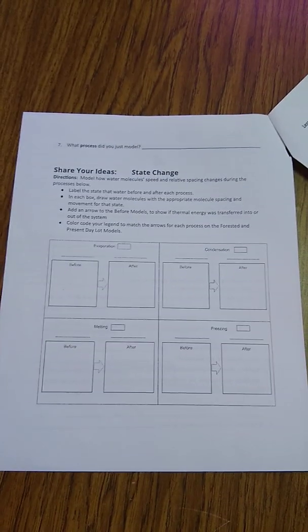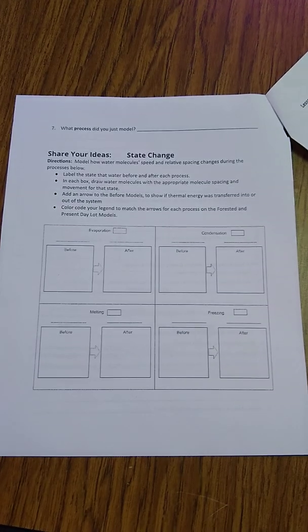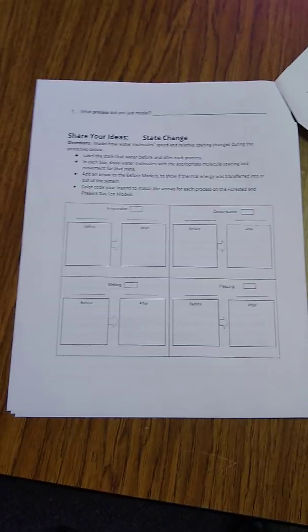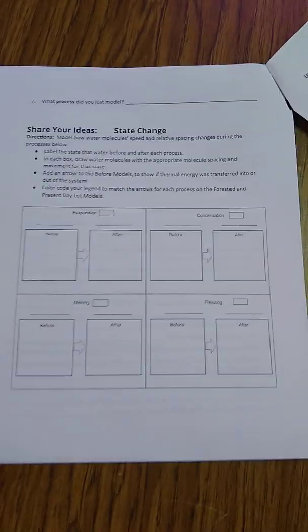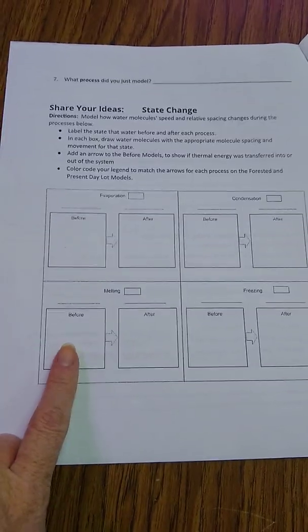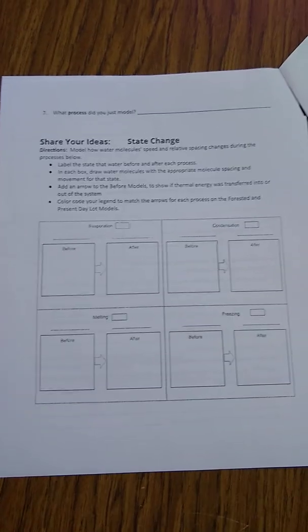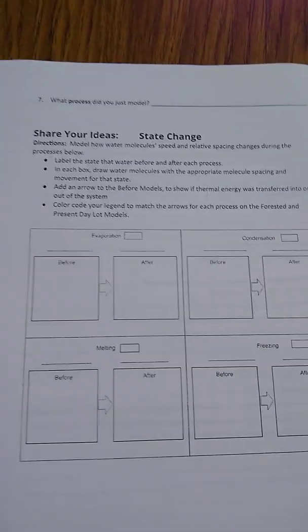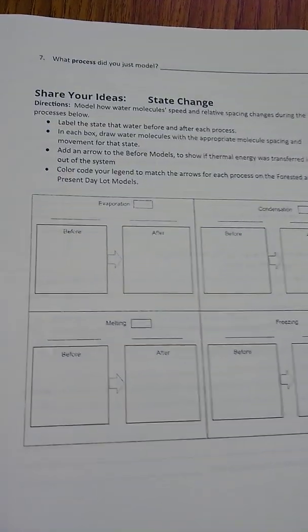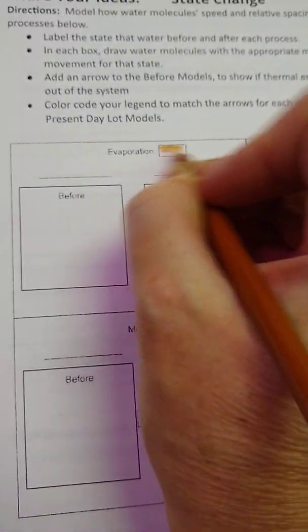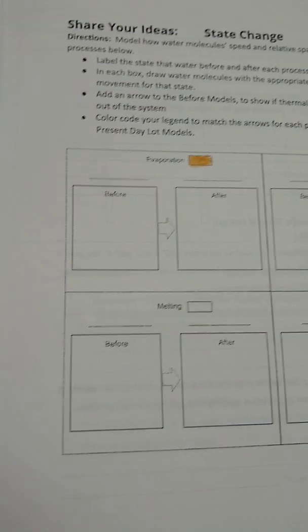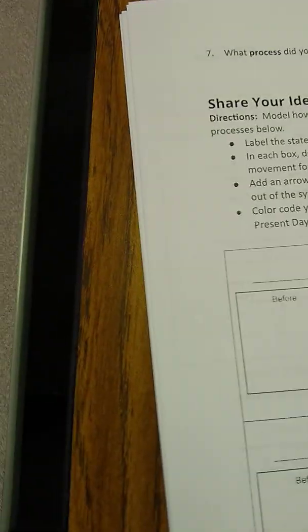The last thing that we're going to do today is the next page in your packet, which is the Share Your Ideas. We're going to talk about all of the stuff that we saw in the Uncover phase, and then we're going to complete this in our packet. Now for this, we're going to use the same color coding as we did for our models, and when I did mine, evaporation was sort of this brown color. I don't remember what your color was, but I'm sure you do.